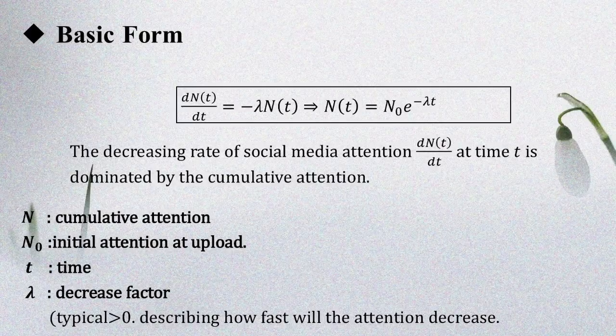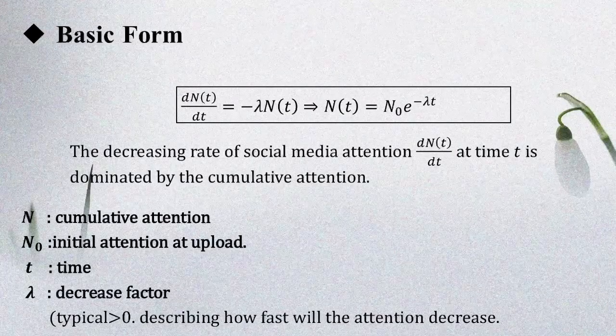Now let's look at the basic form of our model. We describe the change in attention over time using the simple exponential decay model. The differential equation is dN(t)/dt equals negative lambda times N(t). When we solve this equation, we get N(t) equals N0 times e to the power of negative lambda t. Here, N(t) is the cumulative attention at time t.